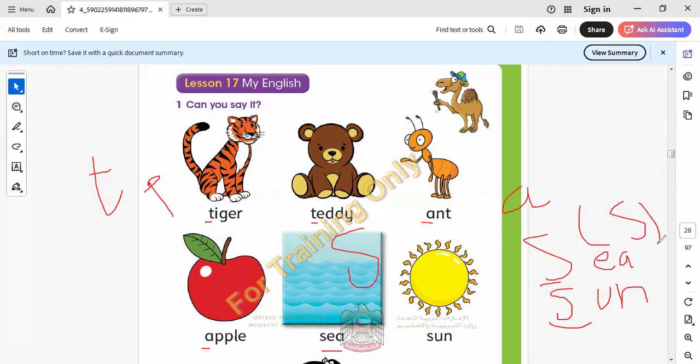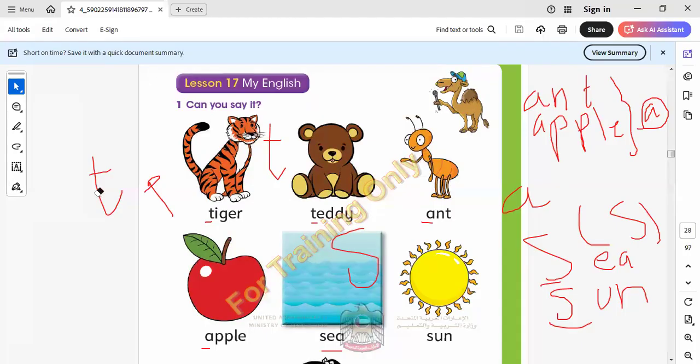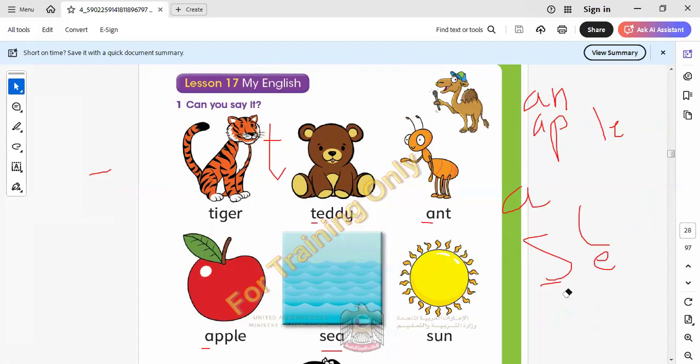And an apple. Started with which letter? Started with letter A. Here is letter A. Here is letter S. And here is letter T. Now we know the words and know the letters that we started with. Let's go to another item here.